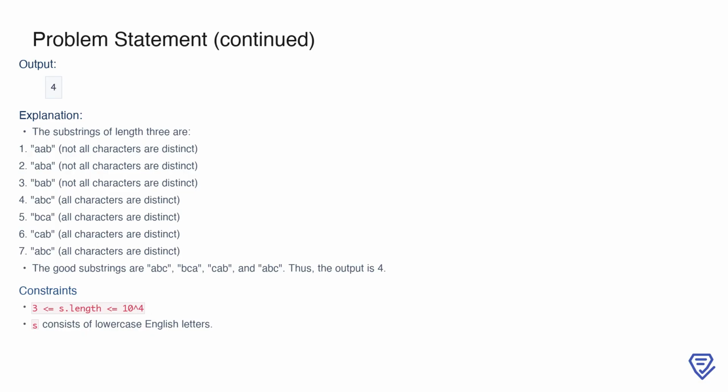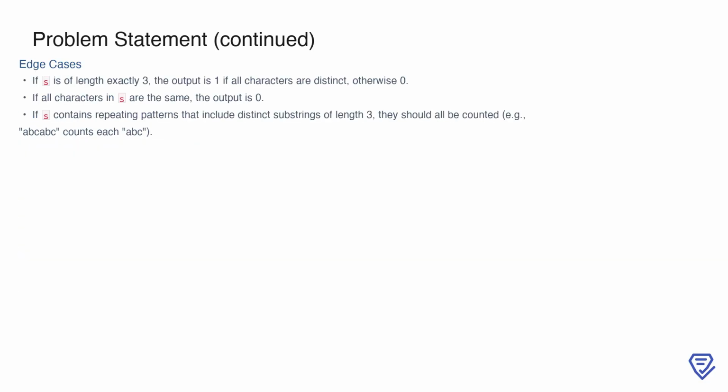With these examples in mind, let's consider some edge cases to ensure we understand all scenarios. When thinking about edge cases, there are a few interesting scenarios to consider. First, if the string S is exactly 3 characters long, the output will be 1 if all 3 characters are distinct, and 0 if they are not. Another edge case occurs when all characters in the string are the same, such as AAA. In this case, there are no good substrings, so the output is 0.